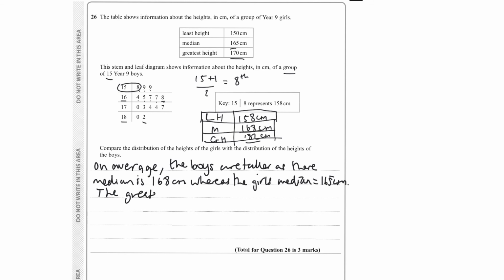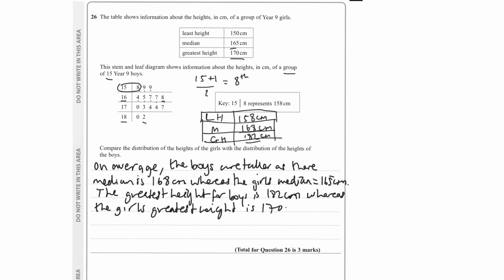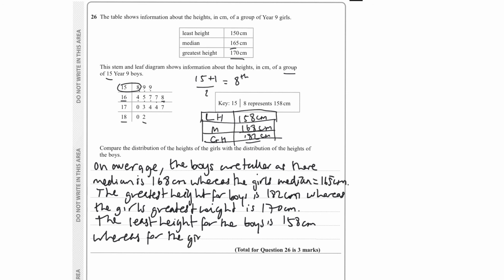The greatest height for boys is 182 centimeters, whereas the girls' greatest height is 170 centimeters. And lastly, the least height for the boys is 158 centimeters, whereas for the girls is 150 centimeters. Okay, so that's basically our comparison for that.